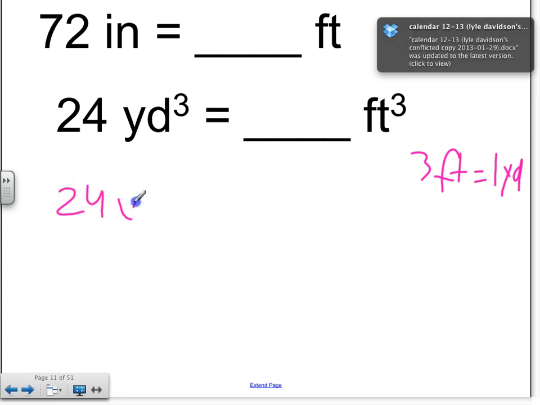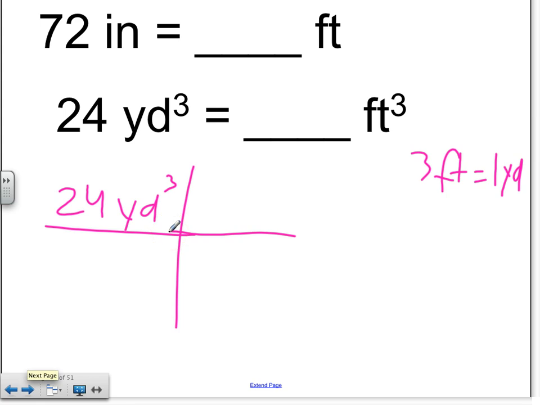Okay. So watch what happened here. I have 24 yards cubed, and I want to start the conversion. So I'm going to set up my dimensional analysis. The only thing I know right now is that 1 yard equals 3 feet. Where do I put the 1 yard? Top or bottom? Bottom. So I'm going to put 1 yard right here, and I have 3 feet up top. But think about this. How many yards do I have?